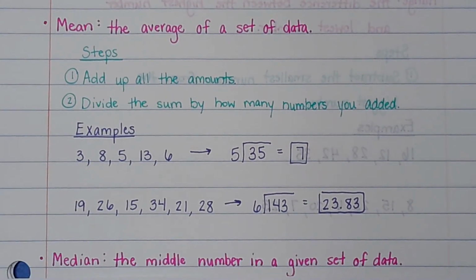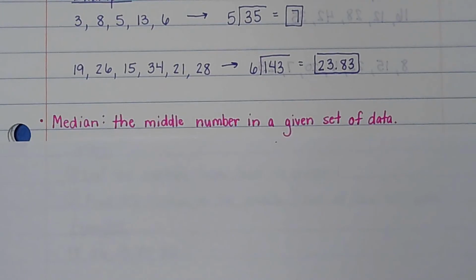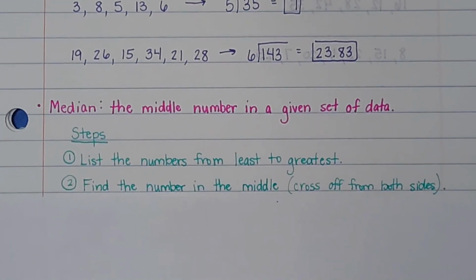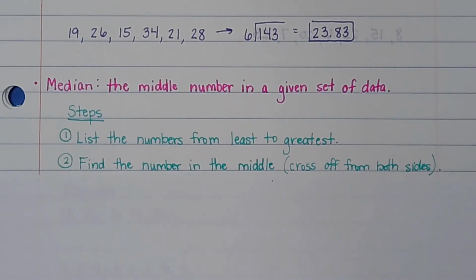The next word is median, okay? The median is the middle number in a given set of data. So literally, whatever number falls in the middle, that's your median. Two steps for this. First, you have to list the numbers from least to greatest. That's the thing that kids hate doing the most, but you list them from least to greatest, and then you find the number that's in the middle. So you literally start crossing numbers off from both sides until you get to that number in the middle.